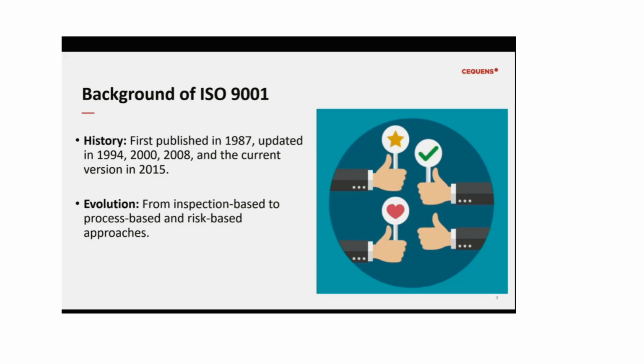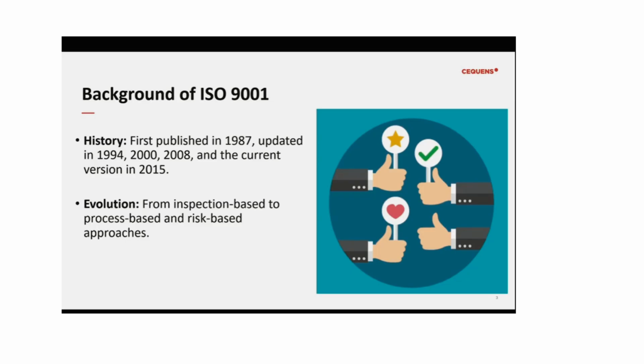The new ISO in 2015 has something called risk-based thinking. So now you have to search for the gaps before it happens, before the NC happens, and you're going to make a risk assessment of what can happen and how you're going to mitigate it before it happens. Evolution, as I said, from inspection-based to process-based to risk-based thinking approach. This is what we have right now.